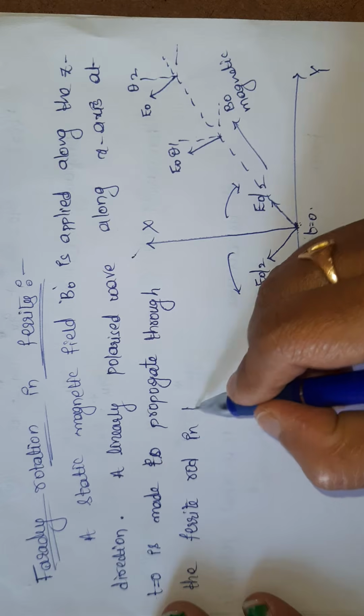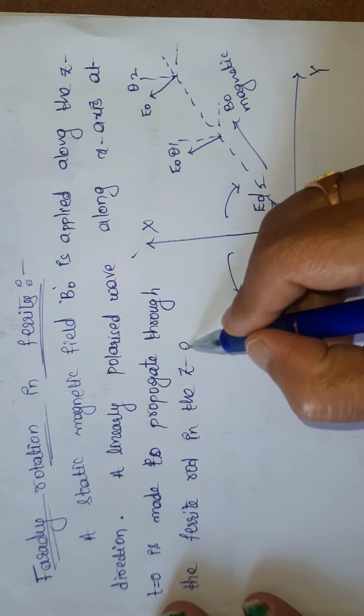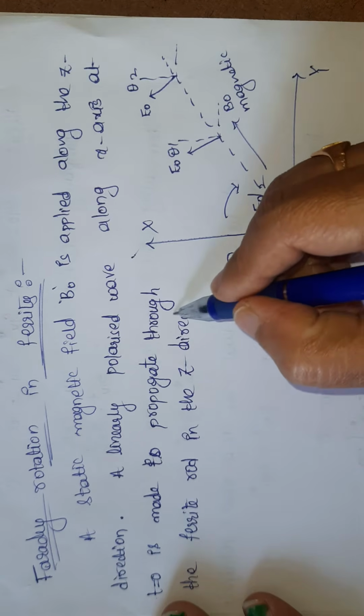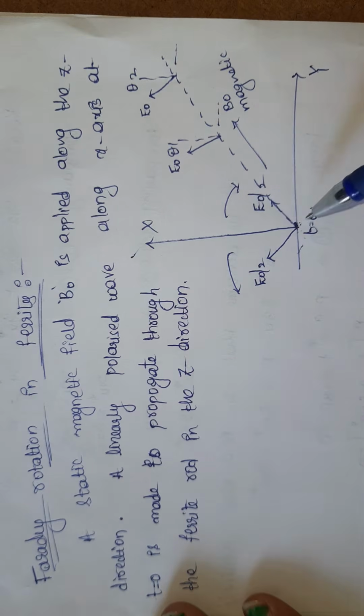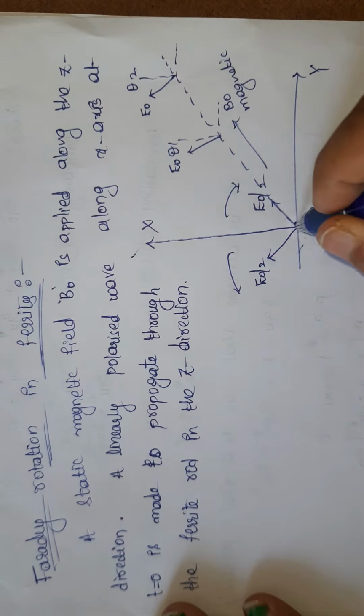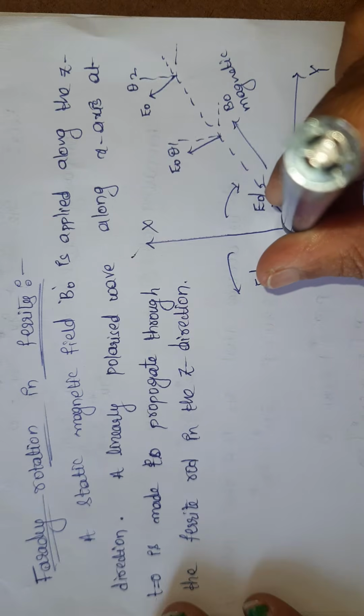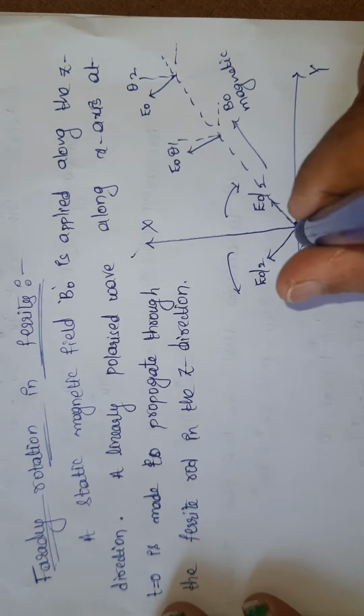along the z direction. So here, along the z direction a magnetic field is applied, and a linearly polarized wave along the x direction is made to propagate through the rod.